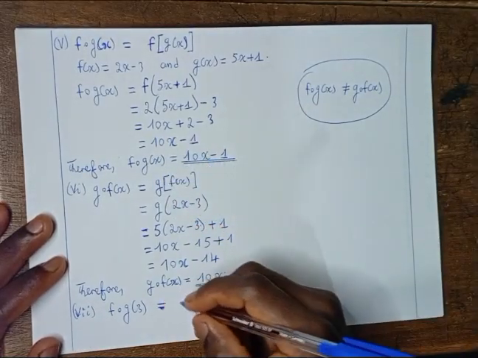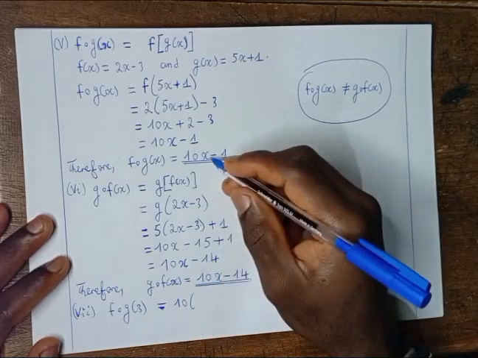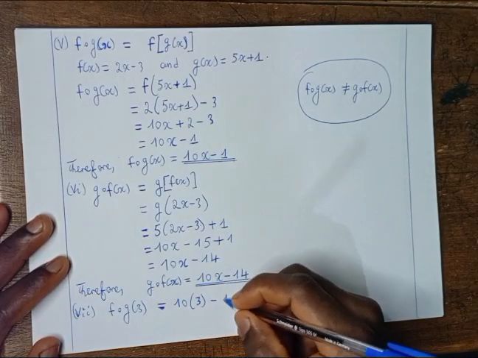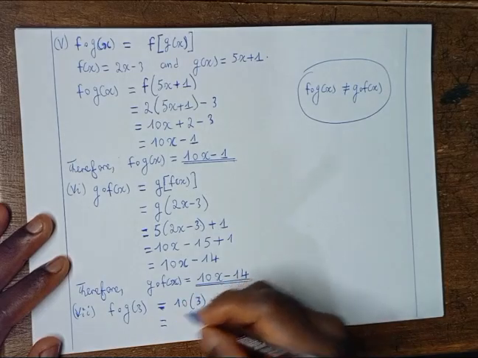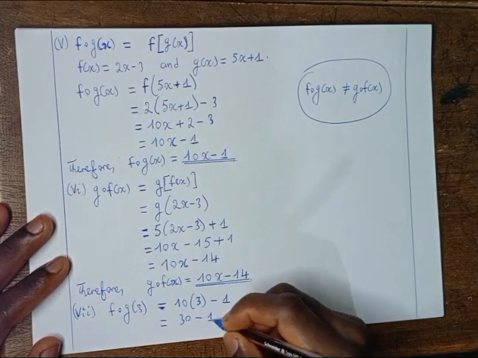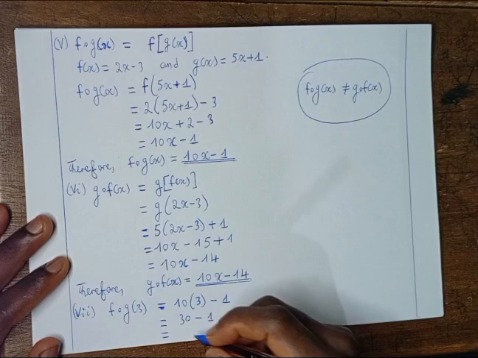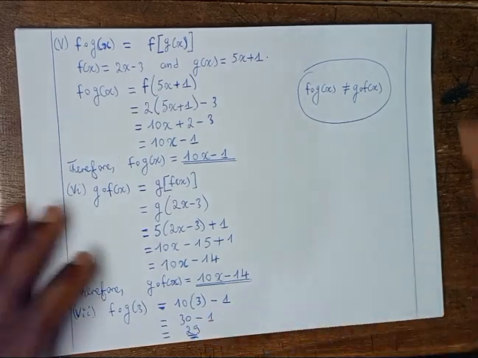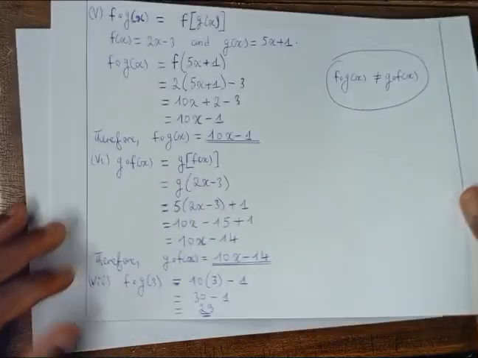So this will simply be equal to 10 times, I'll replace x here with 3, minus 1. This is simply equal to 30 minus 1. 30 minus 1 is simply equal to 29. This is the result.